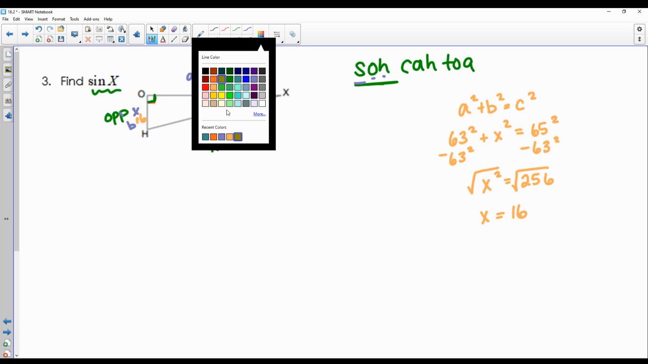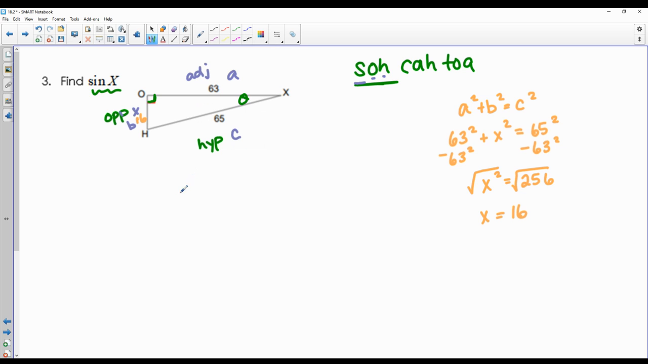All right, so when we're asked for the hypotenuse, let's do a nice mint greenish. When we're asked for the sine of our angle x, sine is just going to be our opposite, which we found to be 16, over our hypotenuse, which was 65. And that is us done. That's all they're asking for there.